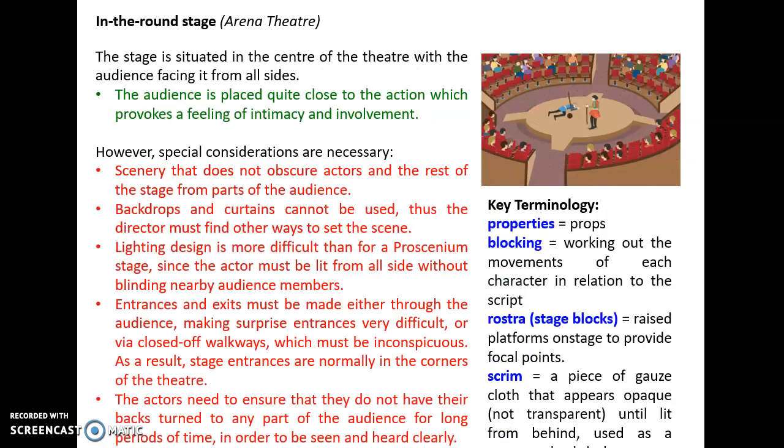Okay, next one, in the round staging. So theatre in the round, really different type of staging, one not many of you will have used before, but definitely want to give a go.